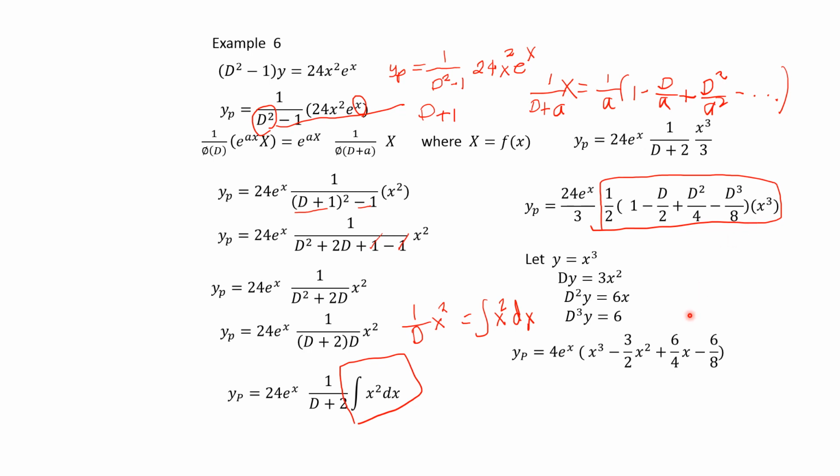Okay, so this means you have 4 e to the x times x cubed minus 3/2 x squared plus 6 over 4 x minus 6 over 8, multiplied by 4. The particular solution is 4x cubed e to the x. Now 4 times 3 is 12 divided by 2, that is negative 6x squared e to the x, plus 4 times 6 over 4 is 6x e to the x, and 4 times 6 is 24 divided by 8 is negative 3 e to the x. This is now our particular solution.